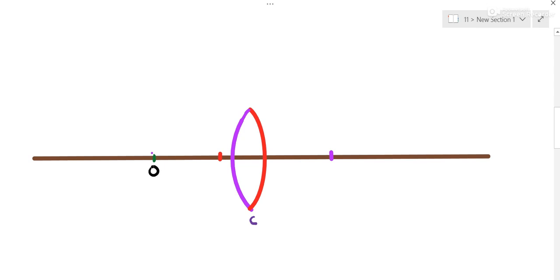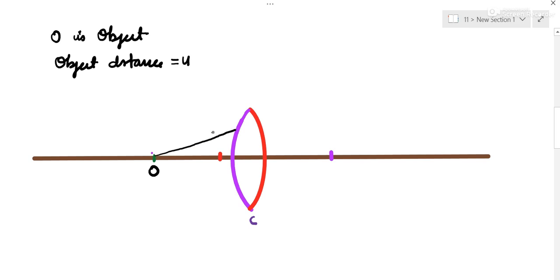This is object. O is the object. You will write O is object. Object distance you can take as U. Okay, so this ray will go and here the medium will change. This is your first surface A, B and C. Right? So this surface will bend it and will make the image here. So this is my image formed by first surface.